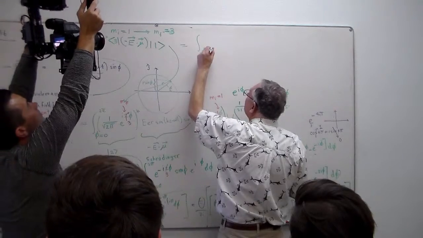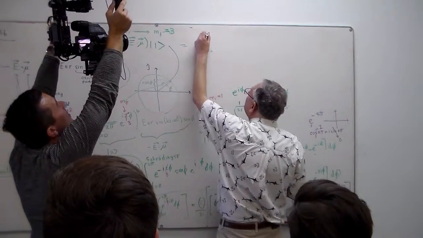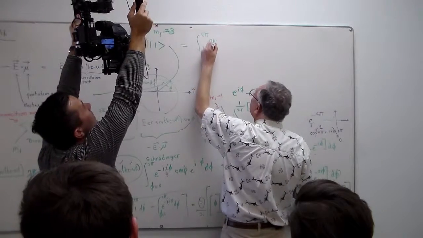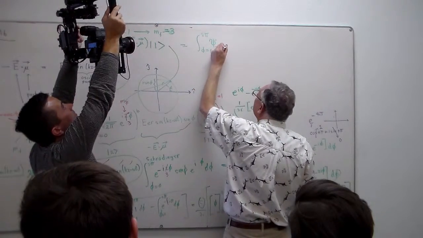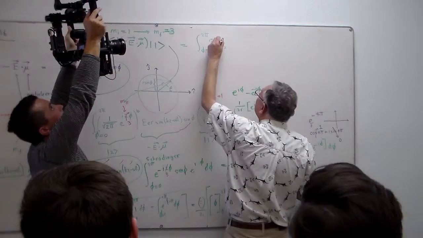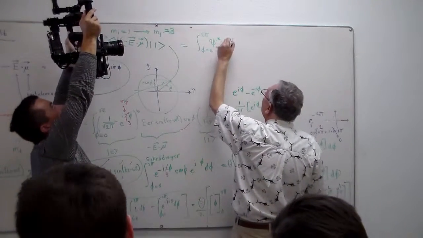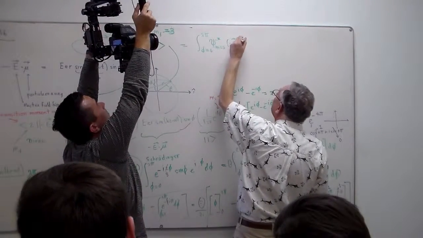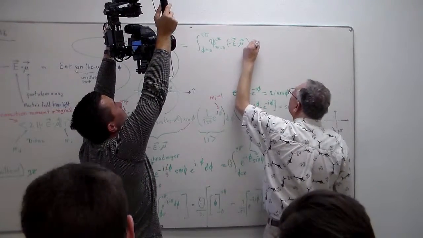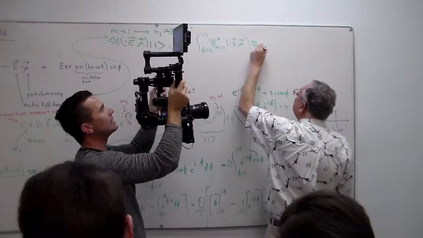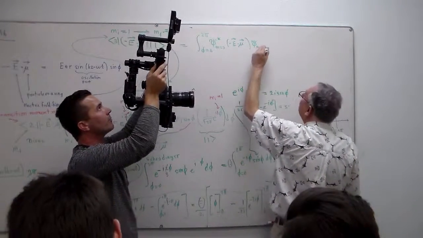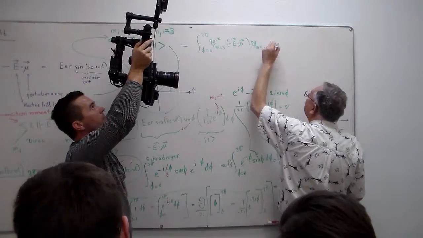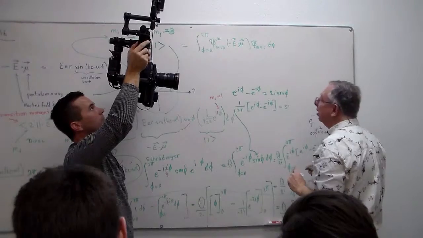The integral is going from phi equals 0 to 2 pi of psi m equals 3 star, minus e dot mu vector, psi m equals 1, d phi. So that's what that is.